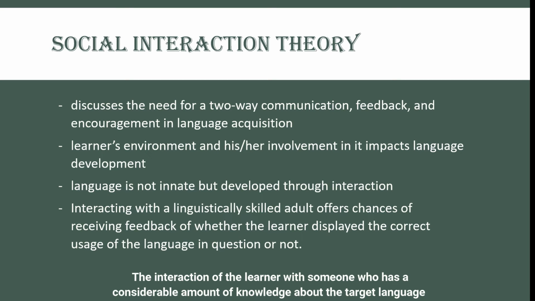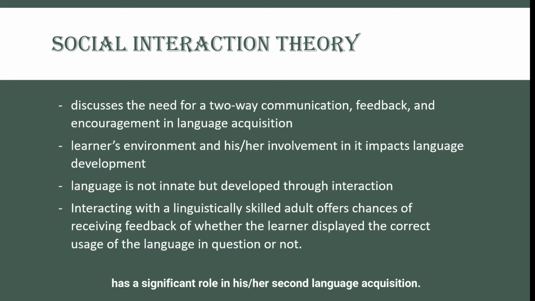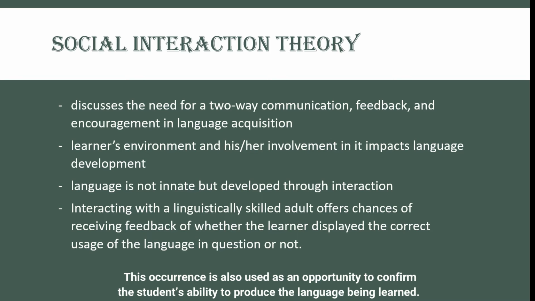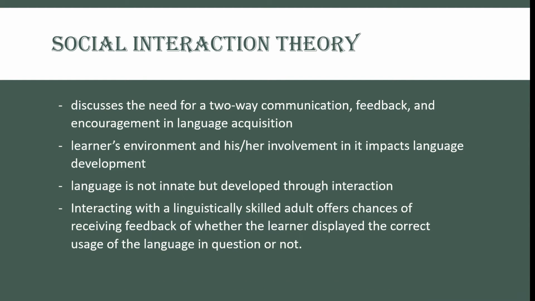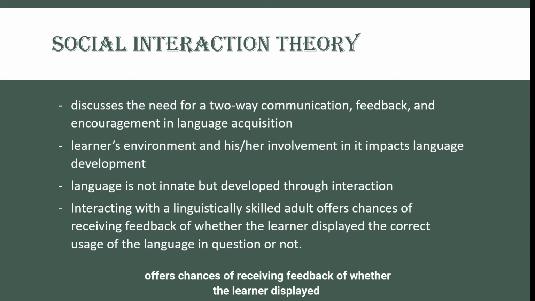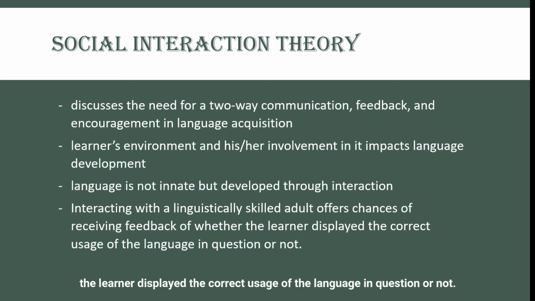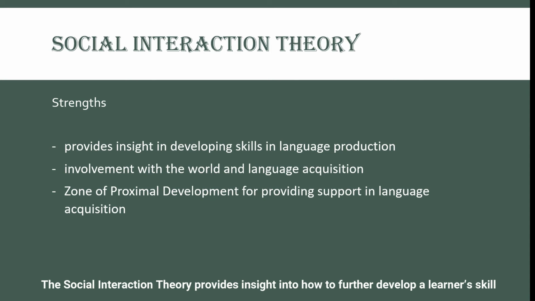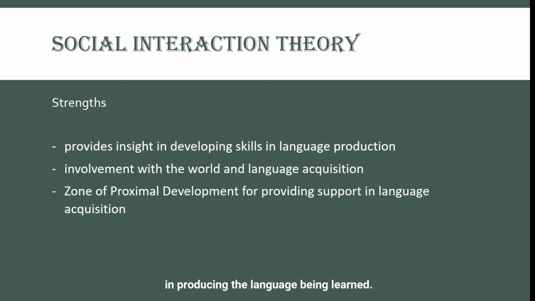The interaction of the learner with someone who has a considerable amount of knowledge about the target language has a significant role in his or her second language acquisition. This occurrence is also used as an opportunity to confirm the student's ability to produce the language being learned. Interacting with a linguistically skilled adult offers chances of receiving feedback on whether the learner displayed the correct usage of the language in question or not. The social interaction theory provides insight into how to further develop a learner's skill in producing the language being learned.